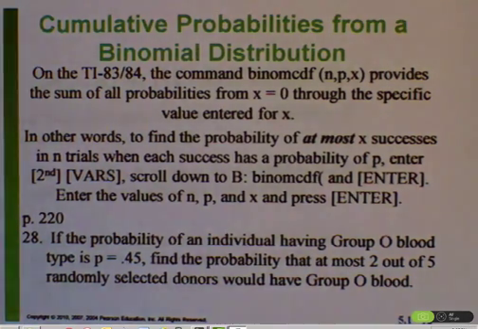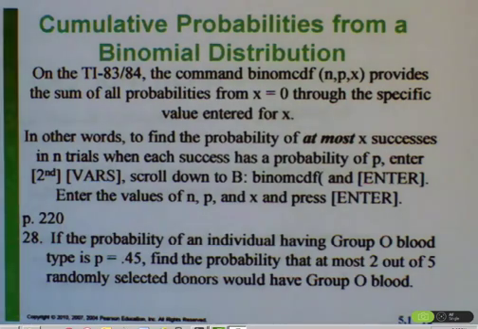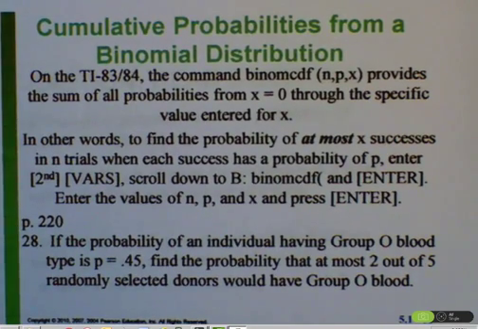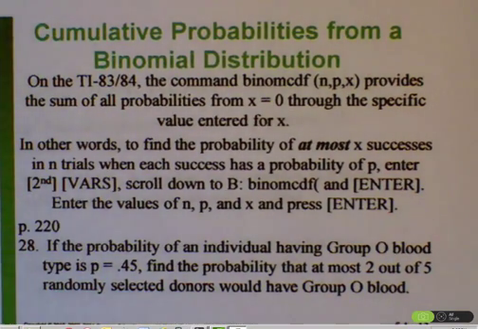In the last video, we talked about using binomial PDF to find the probability of exactly X successes in N trials. But sometimes we don't necessarily want to know the probability of exactly X successes. We want to know the probability of at most X successes or at least X successes. How do we do that?